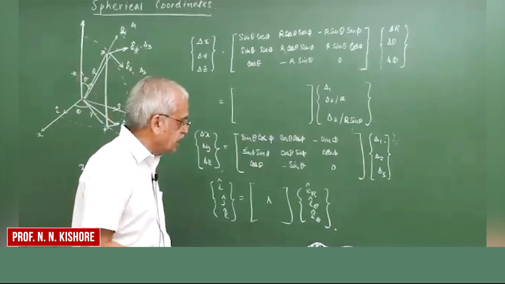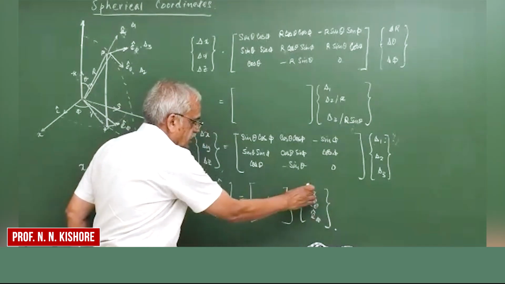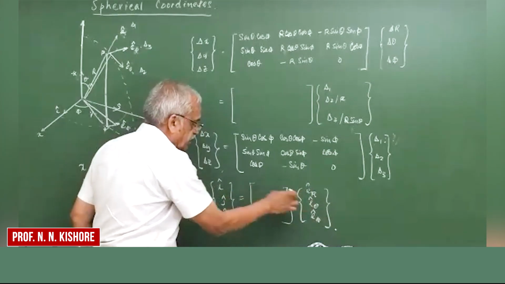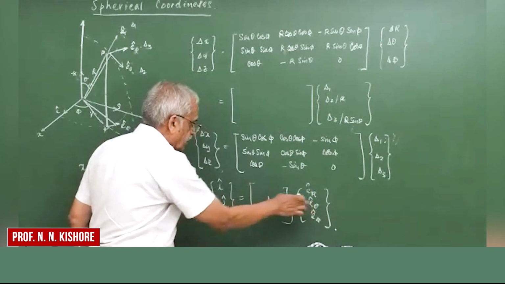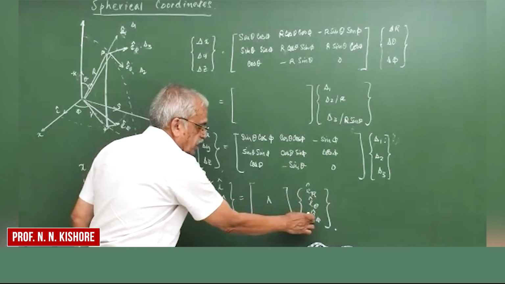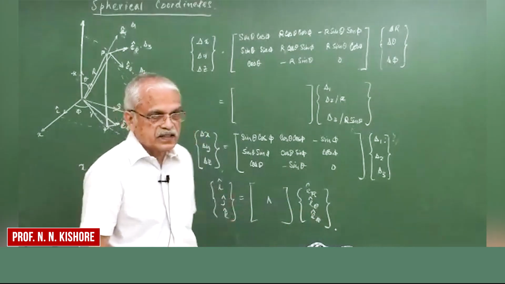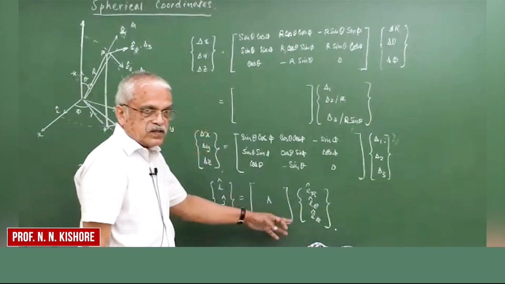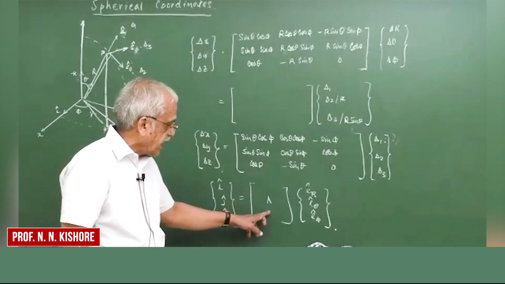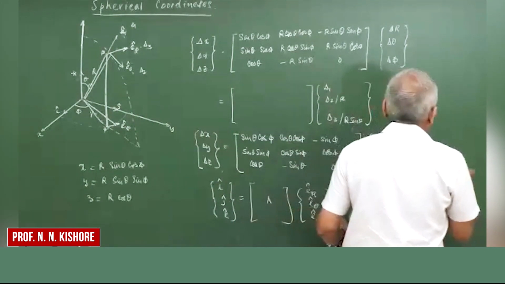So this is a very general rule which you will apply wherever you find a transformation. As I was telling, the first column gives the components of e_r in terms of i, j, k, similarly the second column gives the components of e_theta, and the third column corresponds to the components of e_phi, if there is a unit vector in terms of i, j, k.